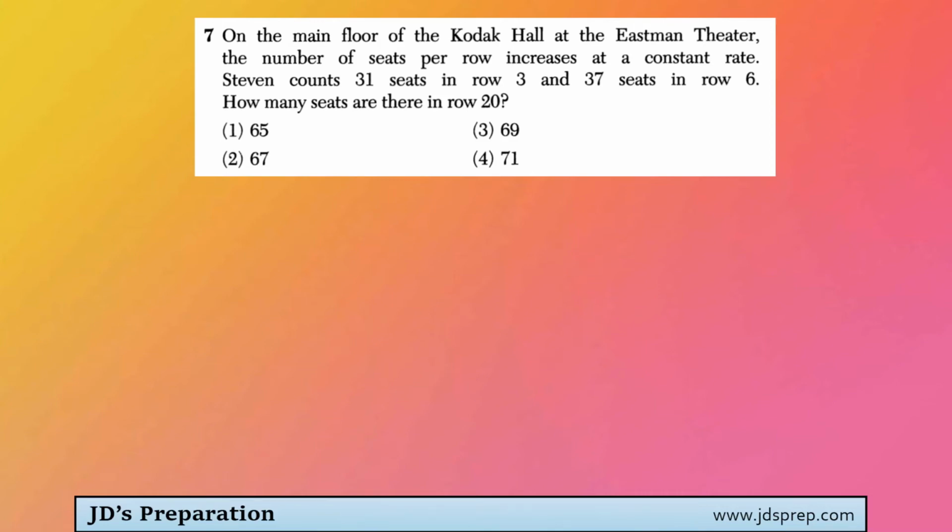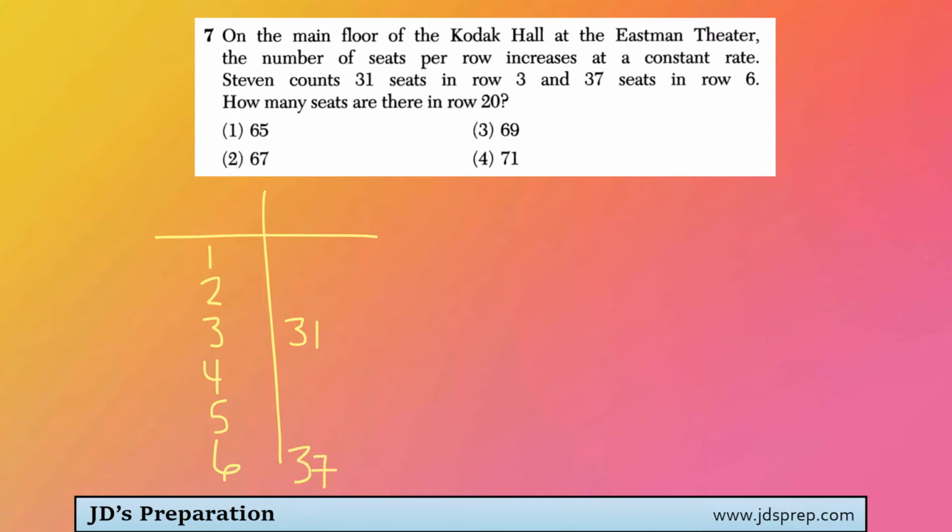To solve this problem, a good strategy would be to start off by creating a table of values, comparing the row number and the number of seats in each row. Now, we're given how many seats are in the third and sixth rows. Row 3 has 31 seats, and the sixth row has 37.